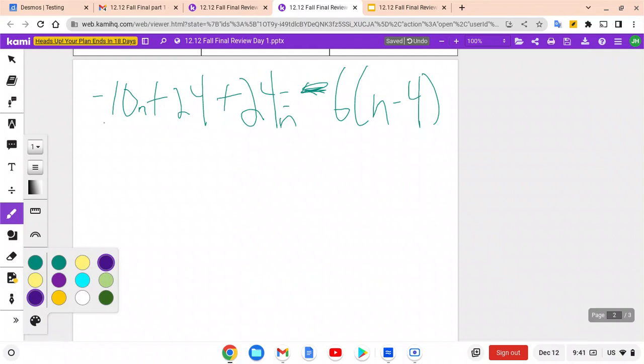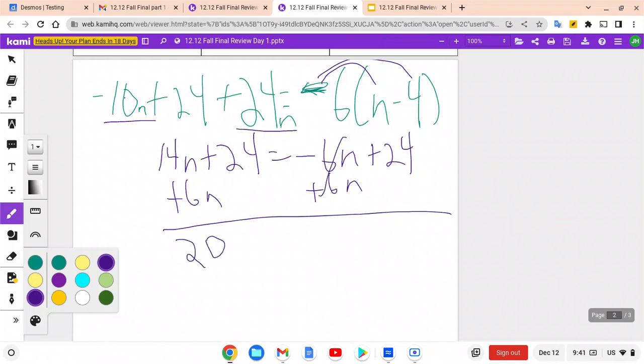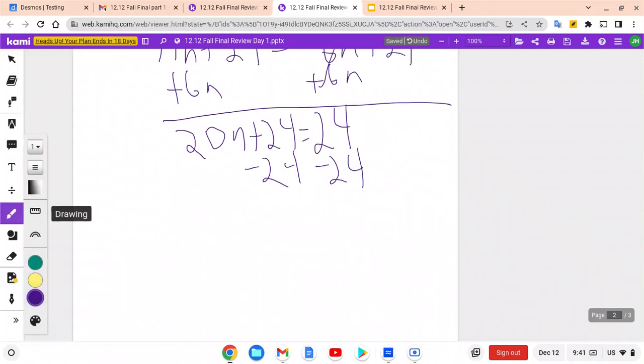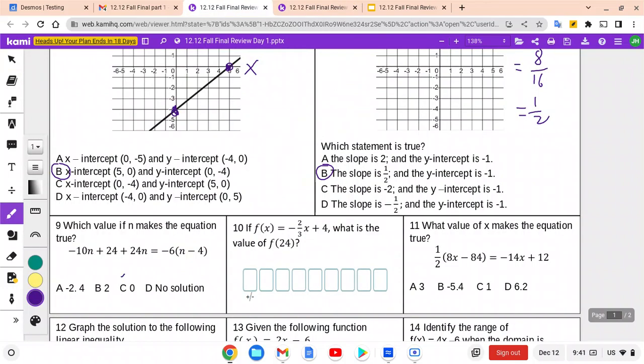All right, so we combine like terms. -10n plus 24n is 14n plus 24 equals, and then you distribute -6n plus 24. Remember, negative times a negative is a positive. Let's combine like terms. That gives me 20n plus 24 equals 24. Combining like terms, 20n equals 0. Divide by 20. n equals 0 is my answer. So the answer is C.